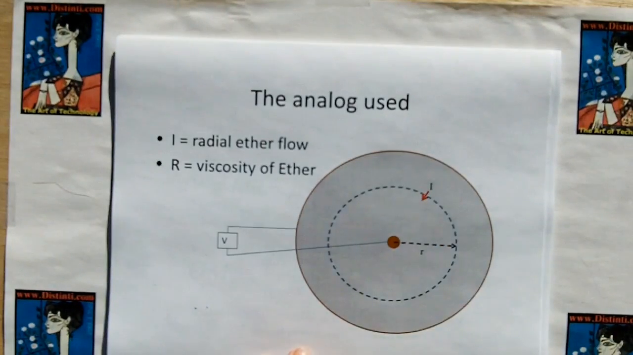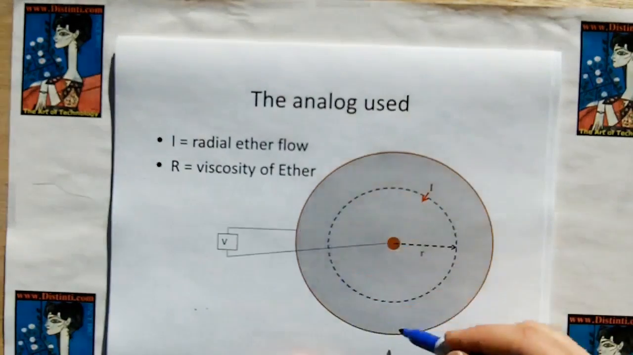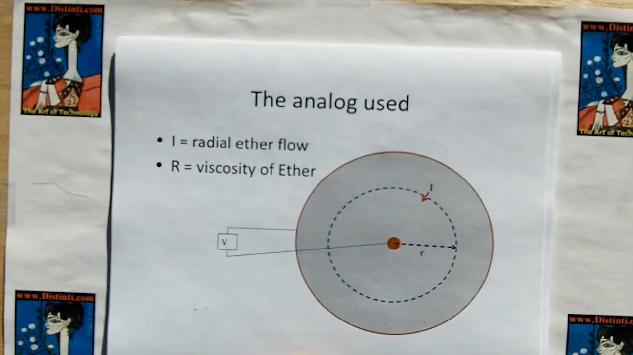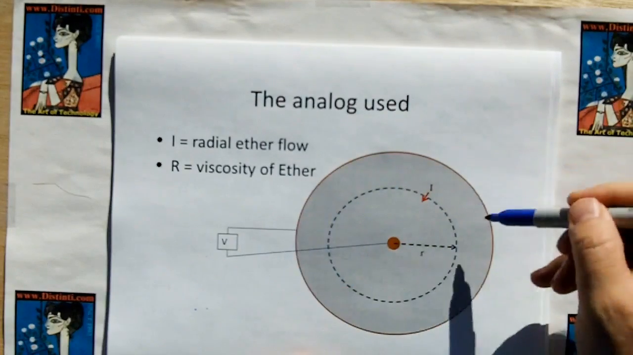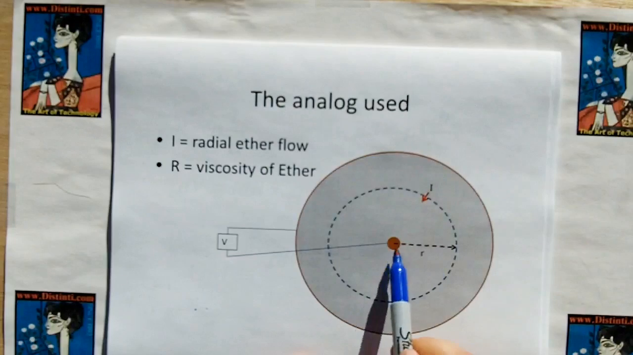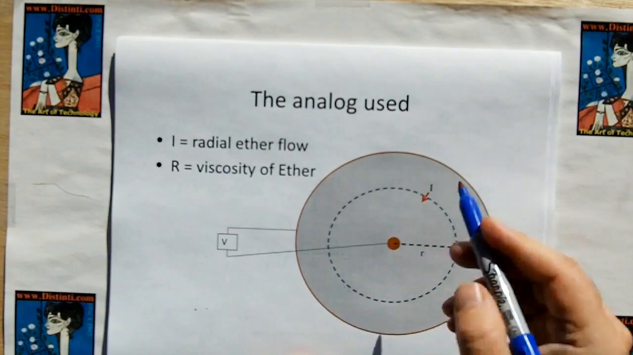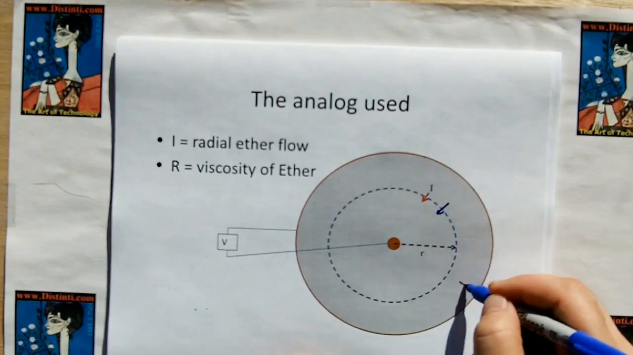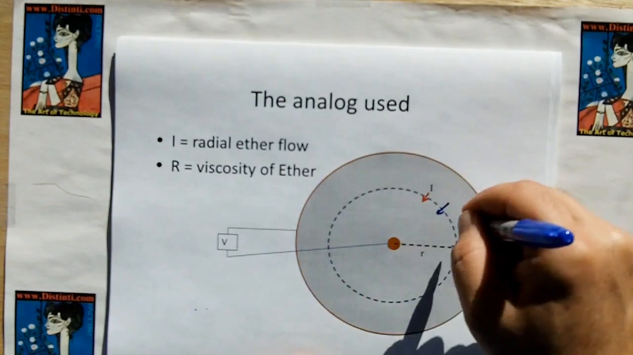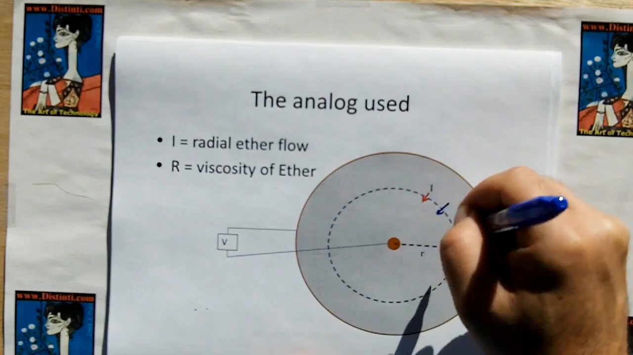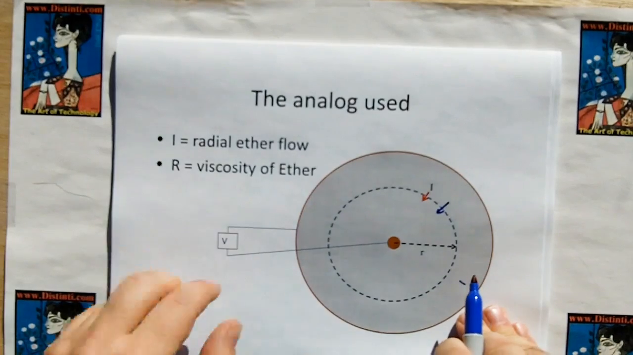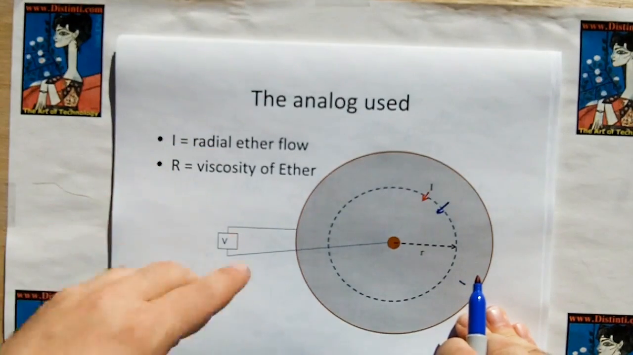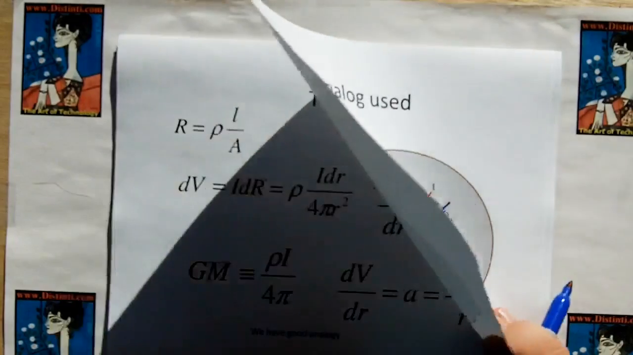So here's the analog. Suppose we had a large ball of electric resistive material, and we coat the outside with a sheet of good conducting copper, so the current can flow in, and then we put another copper ball at the center as a sink to pull that energy back out, such that the current passing through any sphere will be the same no matter how big you draw the sphere at any given radius. Okay, so I is the radial ether flow, and R we're going to model as a viscosity of the ether.